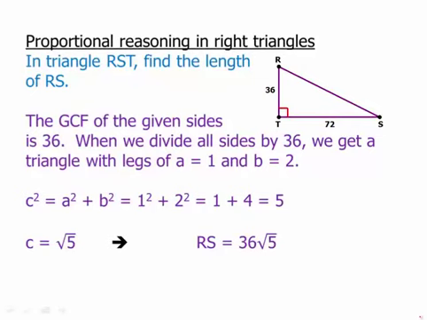So notice we did our Pythagorean theorem with the small numbers. Very convenient. We never had to square 36 and square 72. That would just be a disaster. So you don't want to square gigantic numbers. You want to divide them down by a greatest common factor and then work with much smaller numbers.